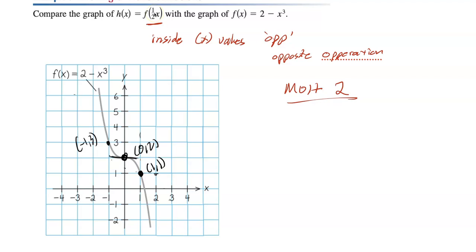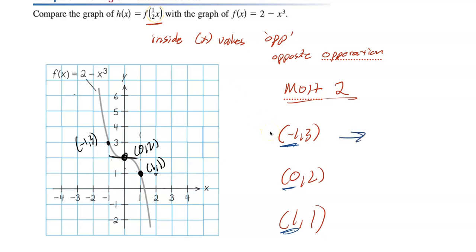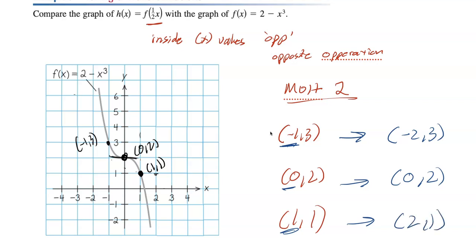So we're going to get all my x values: negative 1, 3, 0, 2, 1, 1. And all the x values here, we're going to multiply by 2, because on the inside it's x, you do the opposite. Instead of multiplying by 1/2, you flip it, multiply by 2. So this becomes negative 2, 3. This becomes 0, 2. And this becomes 2, 1. And if I graph those, negative 2, 3, 0, 2 stays, and then 2, 1.